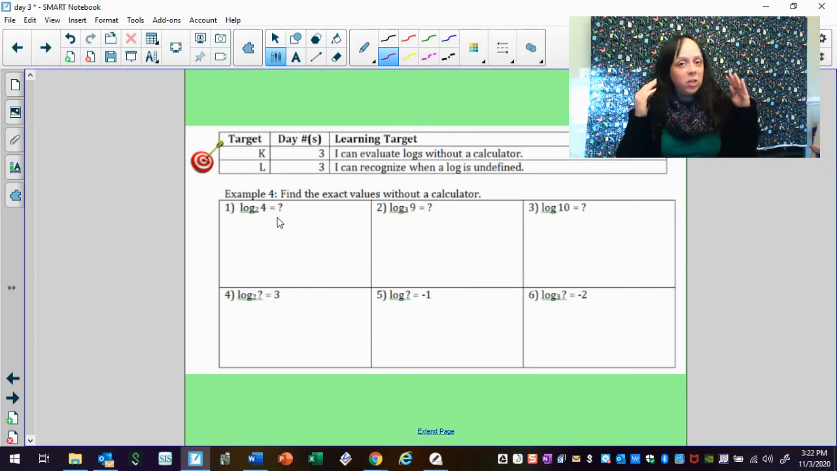My brain, especially this early in the year when I'm just remembering how to do logs, maybe you saw them a little bit in Algebra 2 last year, my brain does not work in logarithms. So when I do these problems, I always change them into exponents. It's just how my brain thinks, and I bet yours thinks the same way, okay? So log base 2 of 4, that means 2 to what power gives me 4?